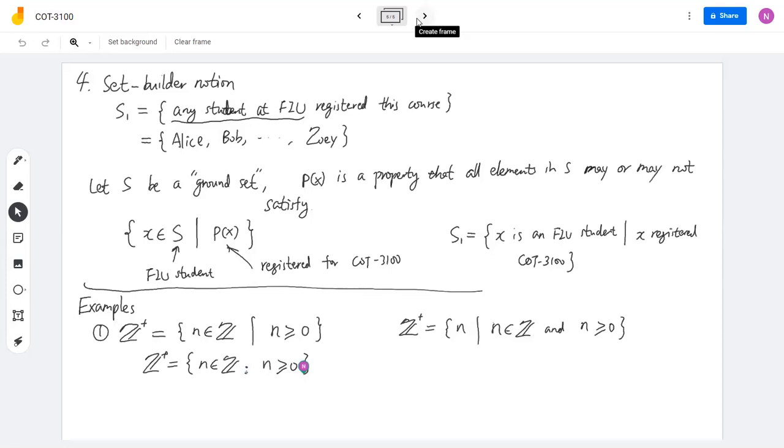Of course, vertical bar notation is used in the textbook, so we are going to follow this notation. Okay, what about Z plus plus? You can easily see that Z plus plus can be conveniently defined this way: n in Z, and n bigger than 0. It's very convenient instead of listing all the elements, which we cannot do.